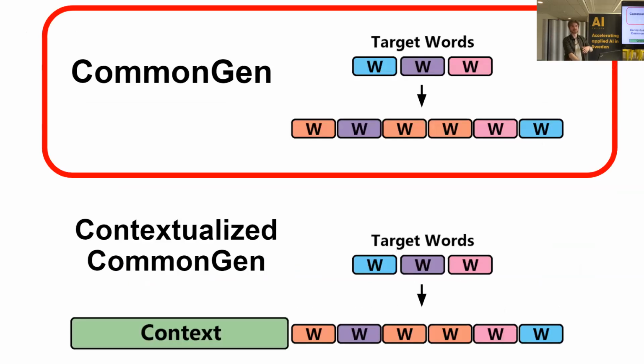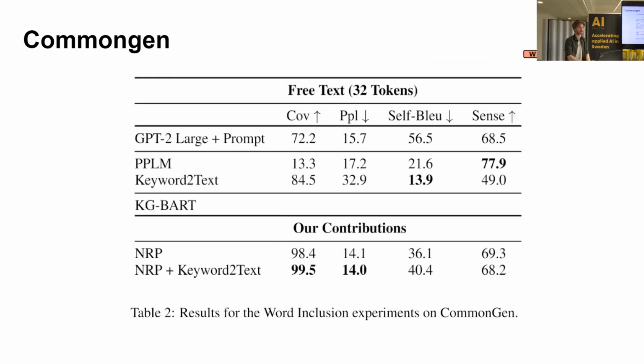And let's move on to the normal CommonGen where we now have no context and see how we stack up against the previous algorithms. So right off the bat, we can see that we have a pretty good coverage when it comes to the free text setting.